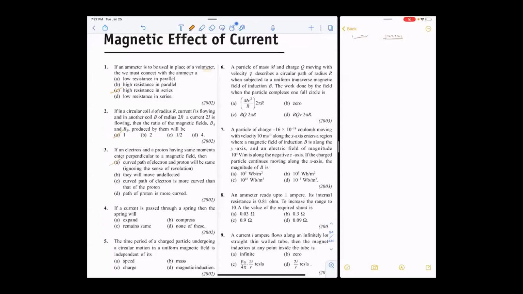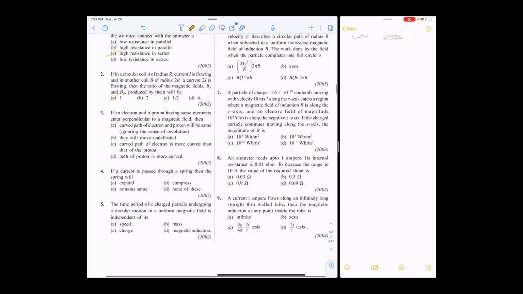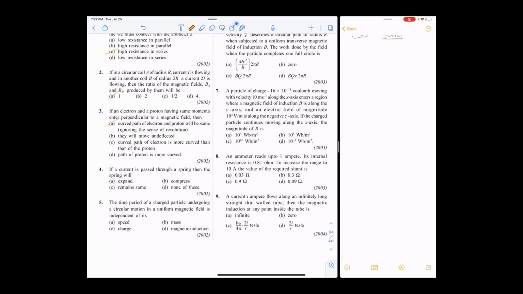Fourth question, good question, man. If a current is passed through a spring, then the spring will expand, compress, remain the same, or none of these. Now, okay, sir, expand. B, expand. Other one B means compress. Give a try. Let us see. I'll tell you the logic. I'm not telling you by heart. I'm trying to give the best logic I know. Expand, compress, remain same. These are the options we have.